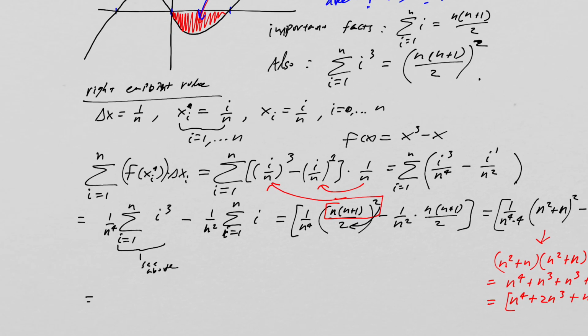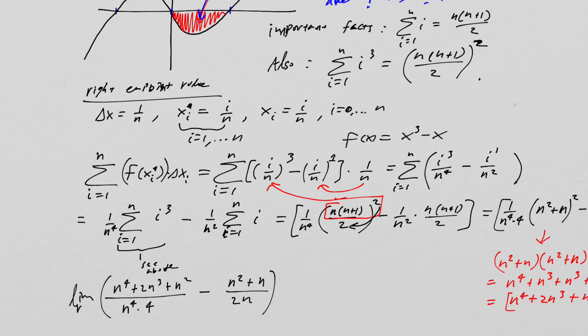Now to put this all together, we have n to the fourth plus 2n cubed plus n squared all over n to the fourth times 4, minus n squared plus n all over 2n squared. All right, at this point, what I might want to do is actually just erase those equal signs, because I've just written this down. That is the value of this approximate sum. If you plugged in a value of n, you would get an estimate for the area under the curve. But now what I want to do is actually take the limit as n goes to infinity, and we should be able to get a nice answer from it.